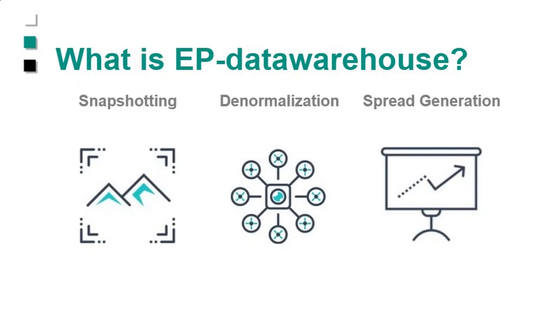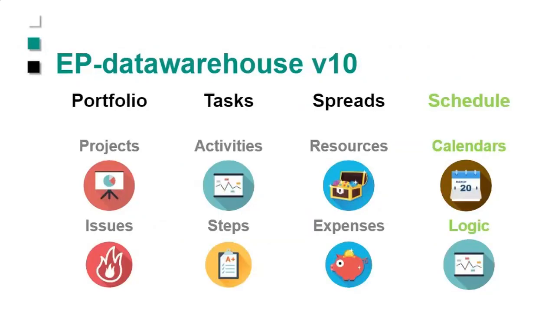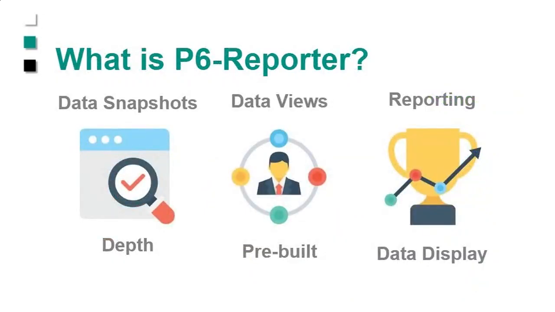In terms of comprehensiveness, we snapshot all the different layers. We get portfolio level data, projects and issues. We get task level data with all the activities, UDFs, codes, and steps. We get the spreads, so that's the resource assignments and the expenses. And then we get additional data that you might want to report on, particularly if you're doing a schedule analysis, so things like calendars and logic are also snapshotted.